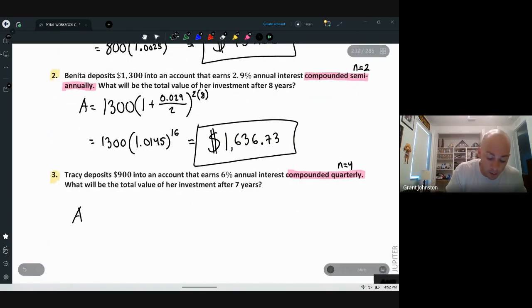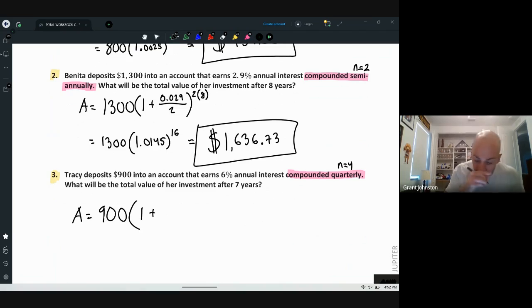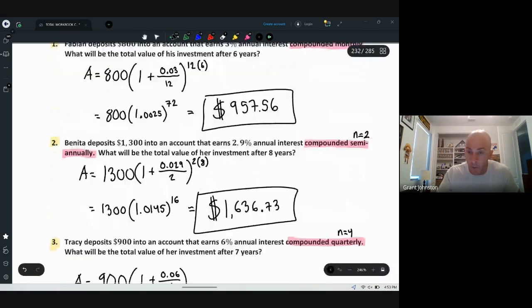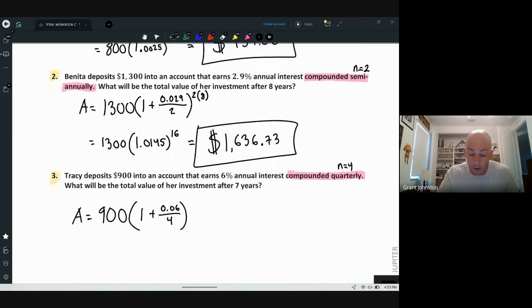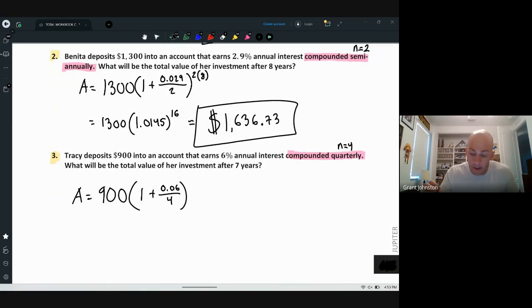So let's just use the formula here. 900, 1 plus the rate's 6%, so 0.06 over, it's compounded quarterly, so we're going to divide by 4. Just using the formula from the top, you should be able to go up and down and reference that. I don't want to keep scrolling because that'll get annoying. And then I kind of have the formula memorized. So then to the power of NT, so it's going to be 4 times 7 up here.